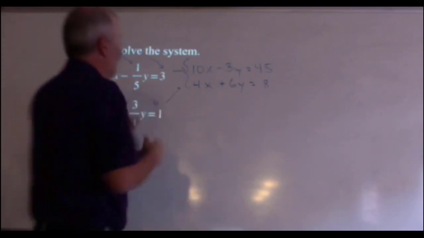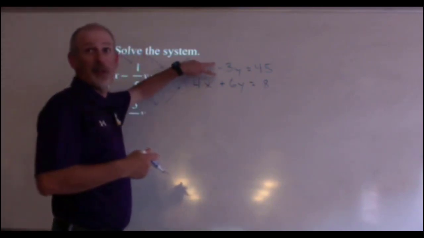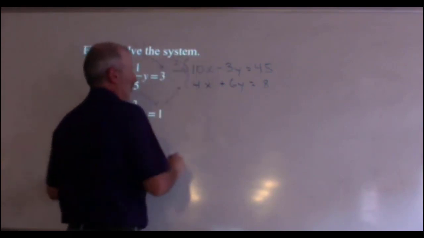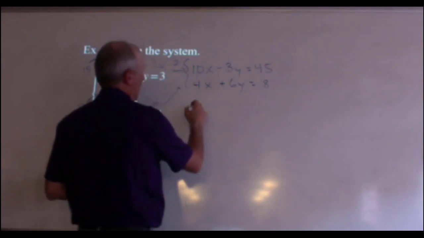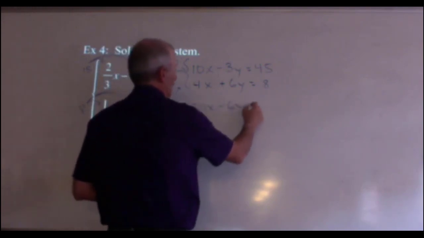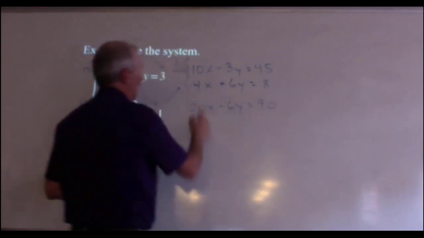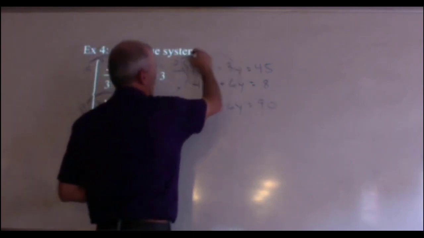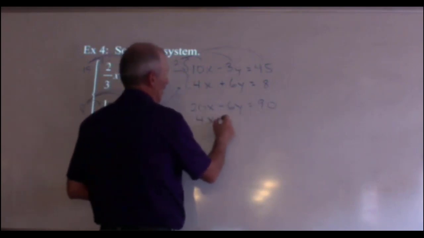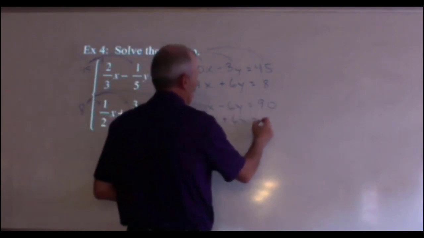Okay? So they're already different signs, right? One's positive, one's negative. So we're just going to multiply the top by 2. And I'm going to write it down here. So we're going to have 20x minus 6y equals 90. And that's just multiplying the 2 by each of these values. Make sure you get all 3 of them. And then the bottom we didn't have to change. So 4x plus 6y equals 8.